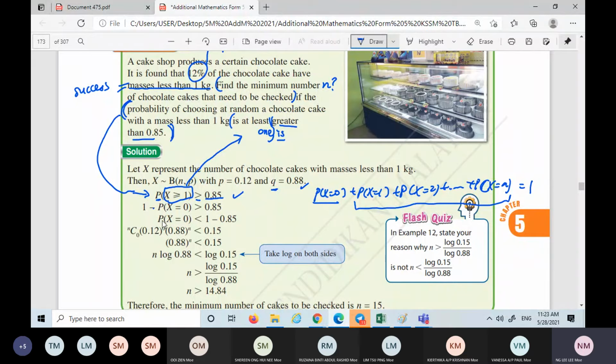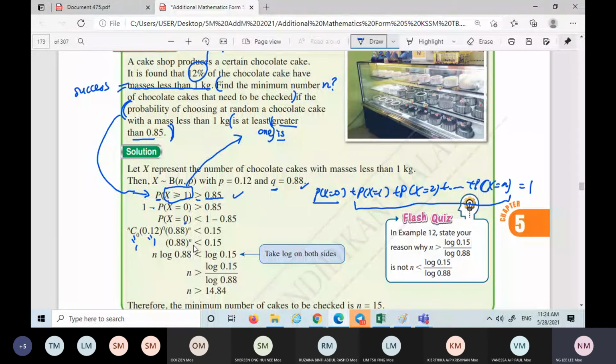Then this one follows the formula nCr, so nC0. The r now is 0. So 0.12 power 0, 0.88 power n. You can press the calculator, nC0, anything, 5C0, 6C0, anything. This will give you 1. And 0.12 power 0 is also 1. Therefore the inequality now becomes this. Simplified already.